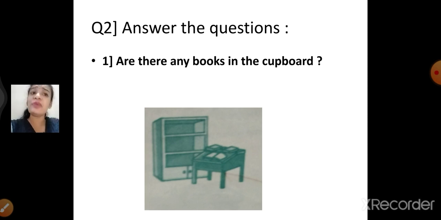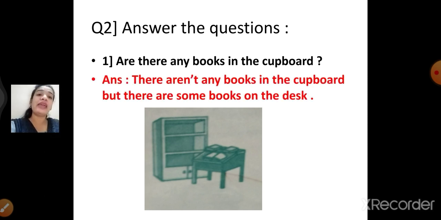The question is, are there any books in the cupboard? There aren't any books in the cupboard, but there are some books on the desk. Means there is nothing in the cupboard, but you have to say where the books are. Nothing is in the cupboard, but instead of the cupboard, it is there on the desk. So your answer will be, there aren't any books in the cupboard, but there are some books on the desk.